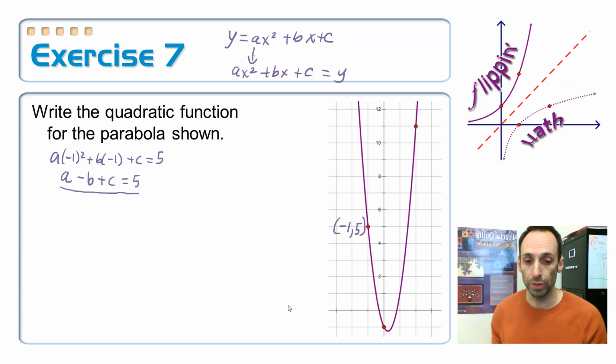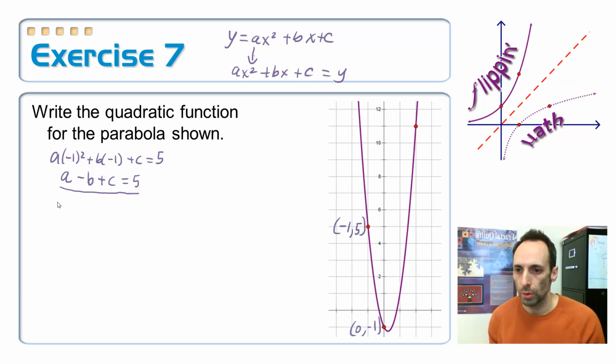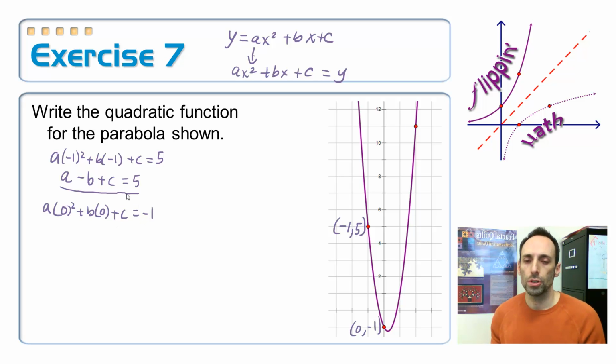Let's do it again with the next point. The next point coordinates are 0, -1. Plug that in. So I'll have a times 0 squared, that's going to be easy, plus b times 0, that's going to be easy, plus c equals -1. Really, you pretty much have c, because those are going to cancel out, and you just have c equals -1. All right, there's the next equation.